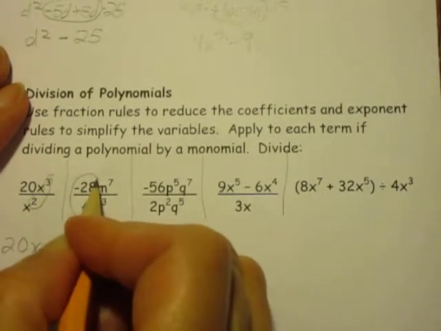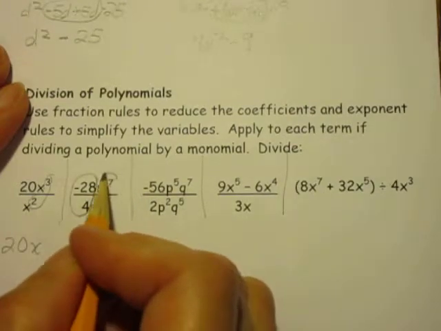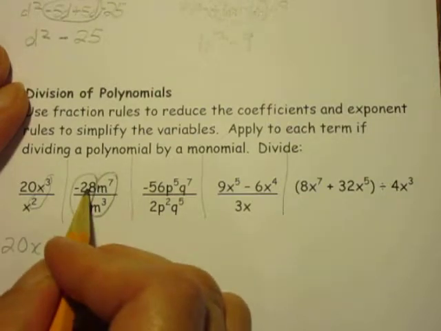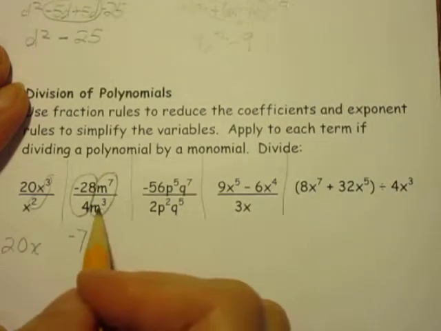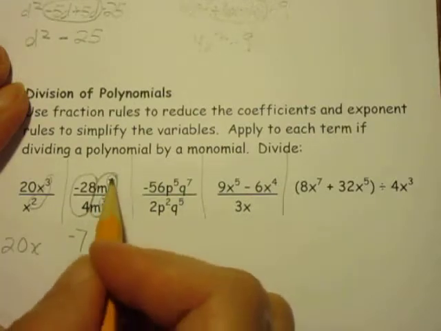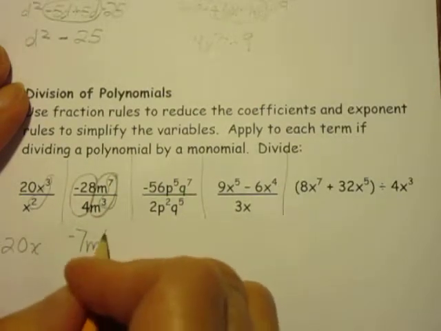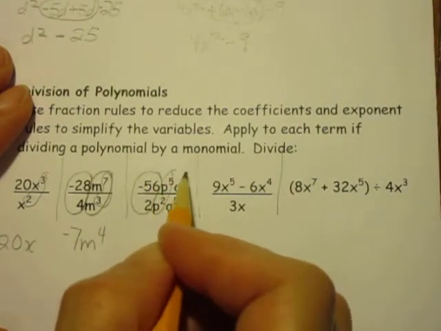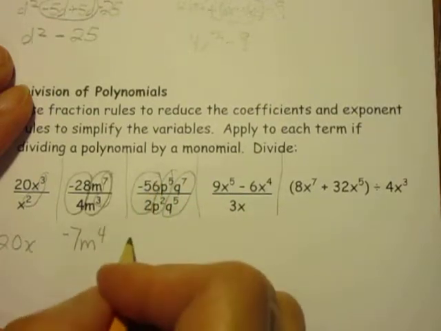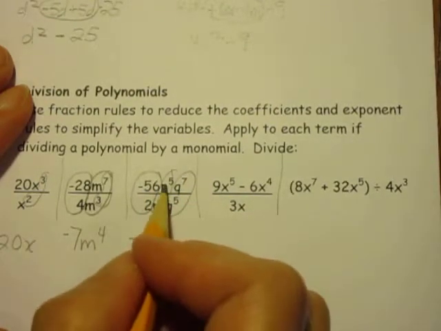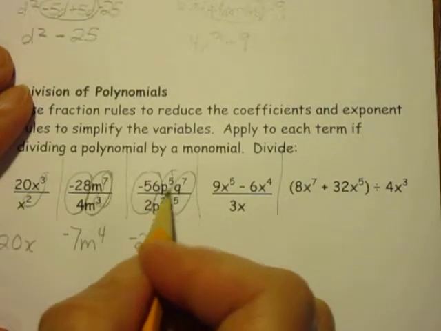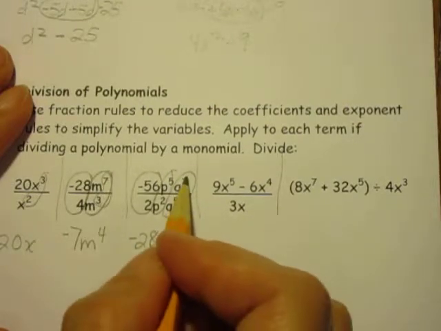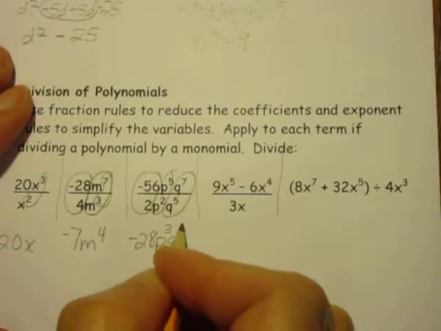When I'm looking at this one, I am simplifying both the whole number out front and simplifying the exponent rule. So 4 goes into negative 28, negative 7 times, and then here I'm subtracting my exponents, so I'd have m to the 4th. Here, you're just doing that same thing 3 times. So 2 goes into 56, that's going to be negative 28. P to the 5th divided by p to the 2nd, you're subtracting those exponents, so that's going to be to the 3rd power. Q to the 7th minus to the 5th would be q squared.